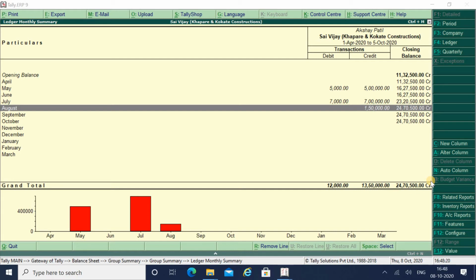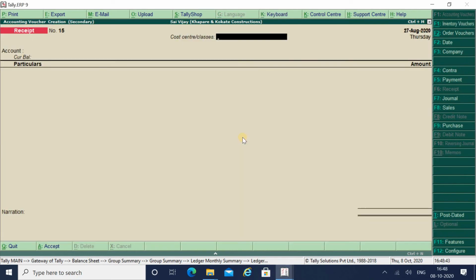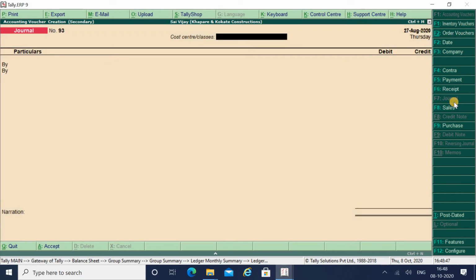Let me give you one example. In this case, I have received 1,50,000 from my customer, and I have to make a payment of 1% as GST on advances received. So how would I be passing my entry? Go to this 1,50,000, and directly make your entry in the journal. Now, I received 1,50,000 from that customer on 27th August.